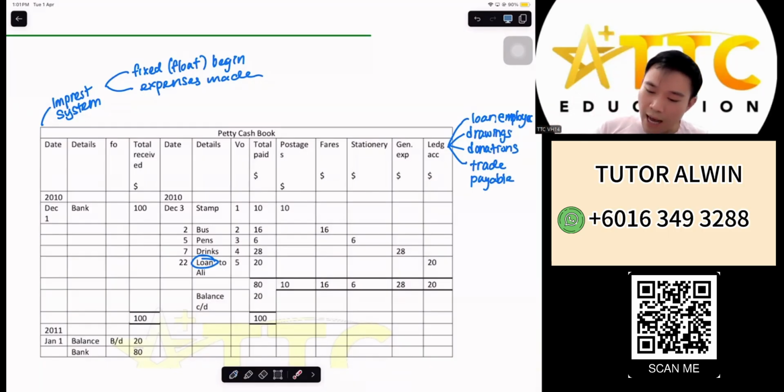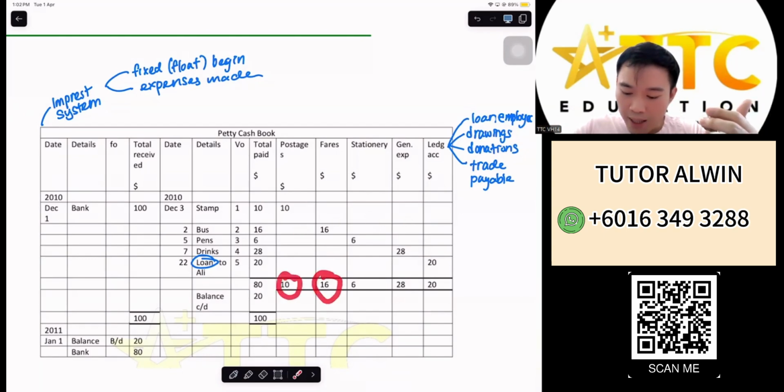So everything will be classified under these different expense classifications in order for you to track what expenses you make most of the time. Okay, you want to control the expenses, so this classification can also help in that way.